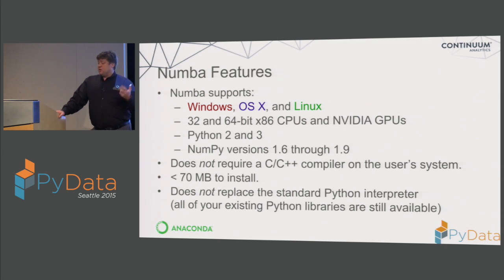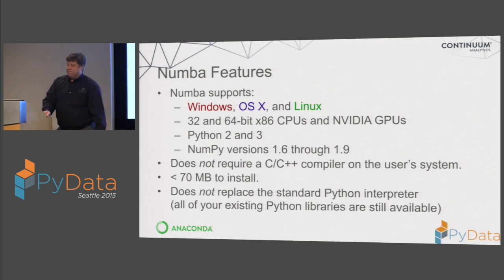Numba supports Windows, OS X, and Linux, and that means we're compiling LLVM on all those machines and making it available on each of those. It supports 32 and 64-bit x86 CPUs and NVIDIA GPUs. There's support for ARM, AMD CPUs, and CPU-GPU combinations on the roadmap, but that's not yet in released versions. It does support Python 2 and 3. We work pretty hard to make sure that the code is the same across those 2 installations. And for NumPy versions, it requires NumPy 1.6 through 1.9.